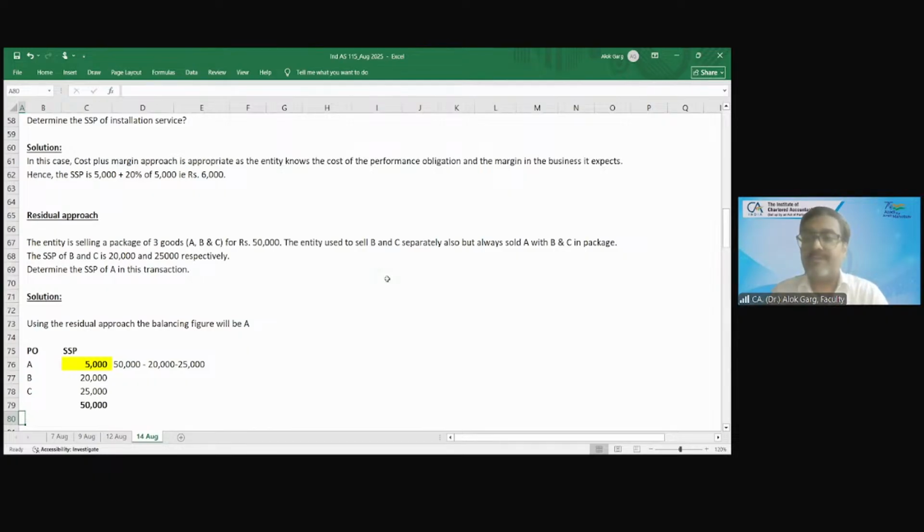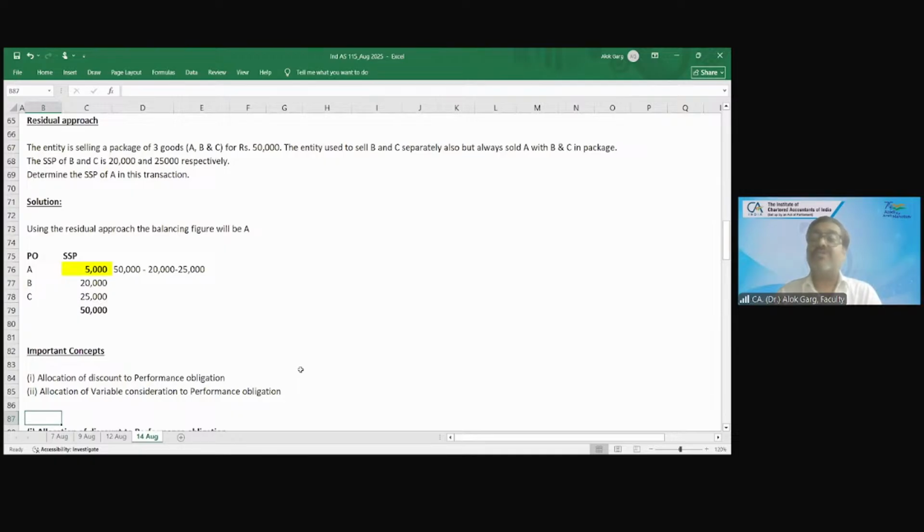Third, if you know the price of the package and the price of the other goods and services, but you don't know the price of one good or service, then that price will be the remaining price, a balancing figure, a residual number. So total package price minus the price of the available performance obligations will give you the residual value of that performance obligation, like A. So this is the concept of allocation of transaction price. This allocation of transaction price is comparatively a smaller step.